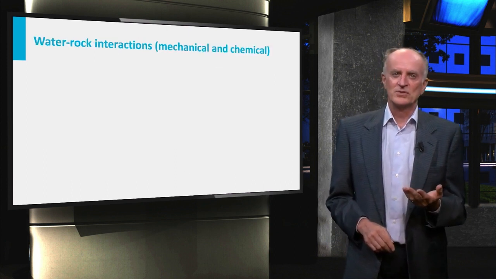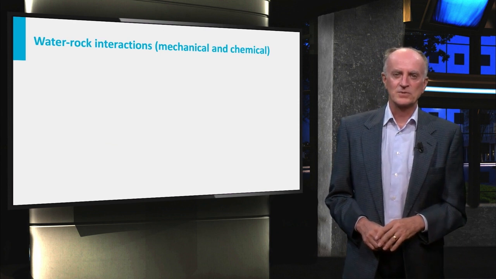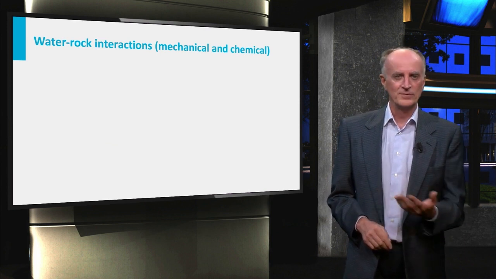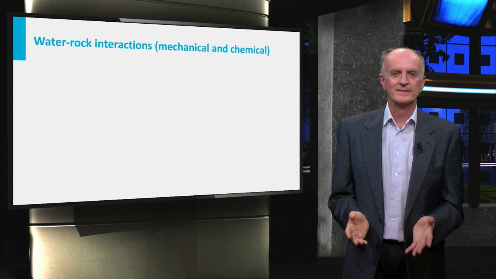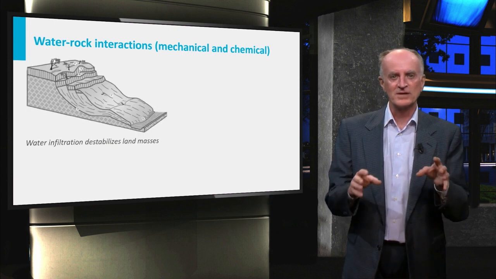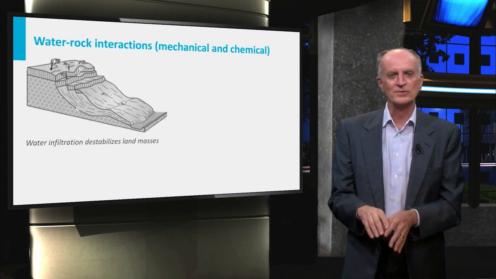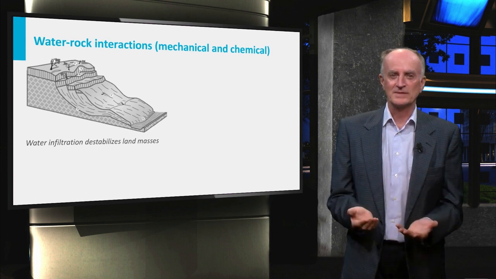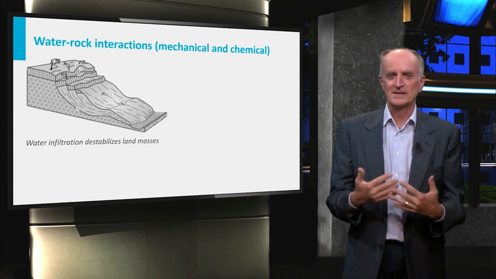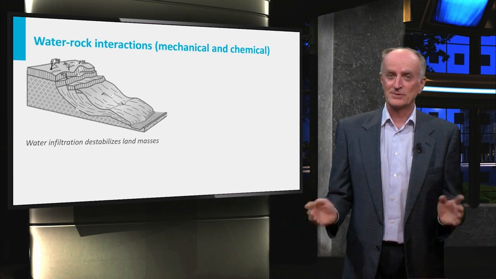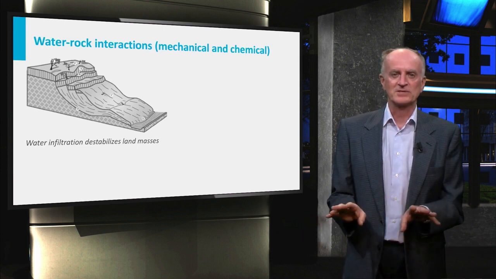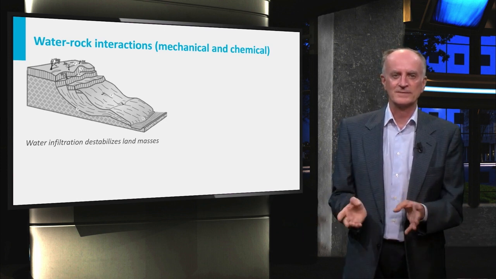A last important issue I would like to mention at this stage concerns the interaction between the flowing fluid and the surrounding rock. At the mechanical level, infiltration of water in mechanical discontinuities can destabilize, for instance, mountain flanks, triggering landslides. Interesting are also the chemical interactions between the water and the surrounding rocks.